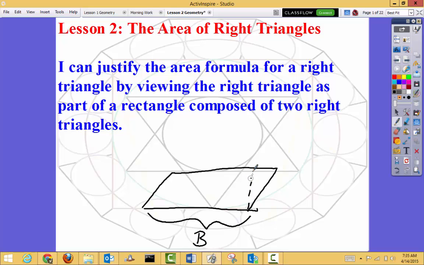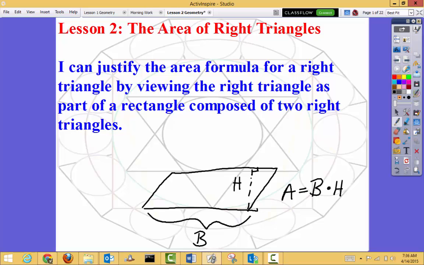Height is that perpendicular line from top to bottom. And all I do is I take the height and the base and I multiply them together. That's all I'm doing from yesterday's lesson. So today we're going to focus on something a little different.